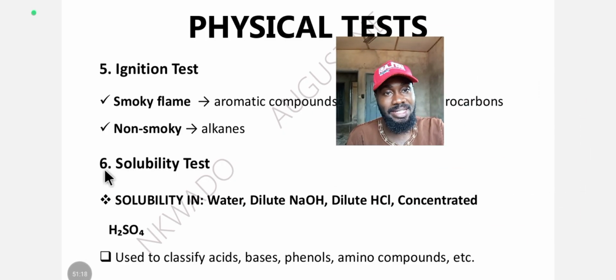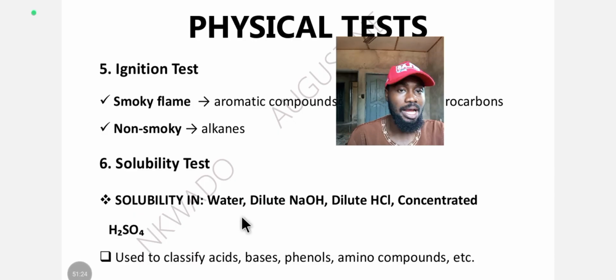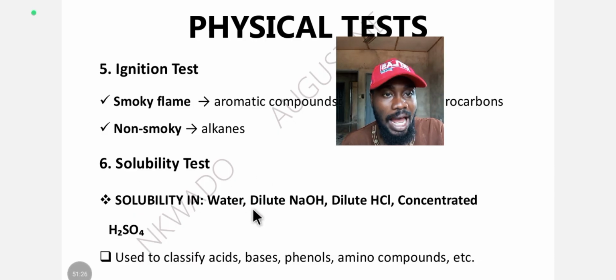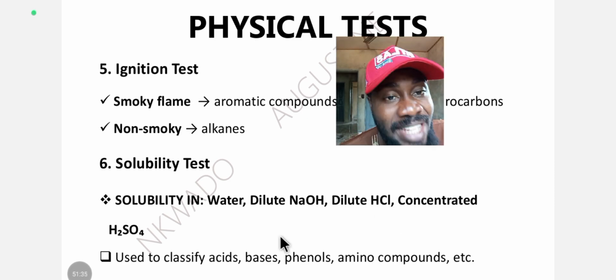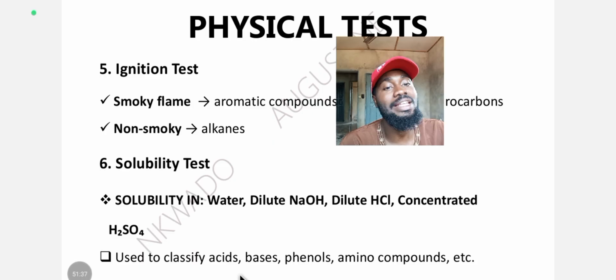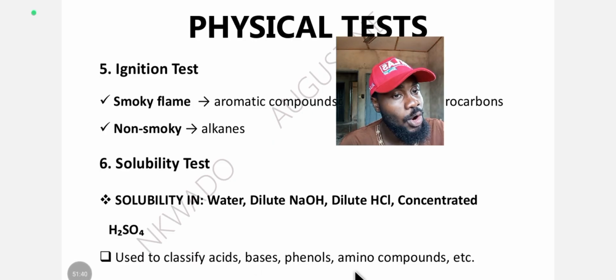Number 6 here is the solubility test. The first one we are doing here is solubility in water, then dilute sodium hydroxide, dilute sodium chloride, dilute hydrogen chloride, and concentrated tetraoxosulfate 6 acid. What is it used for? It is used to classify acids, bases, phenols, amino compounds, and so on and so forth.